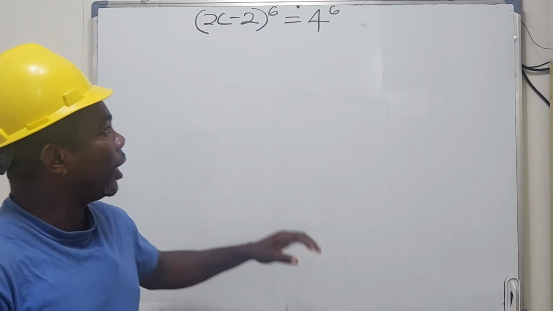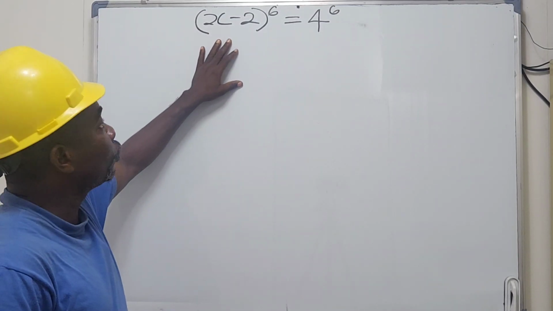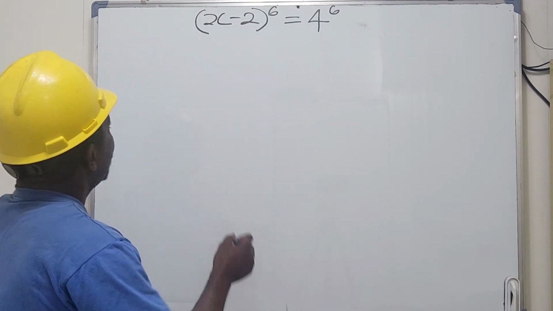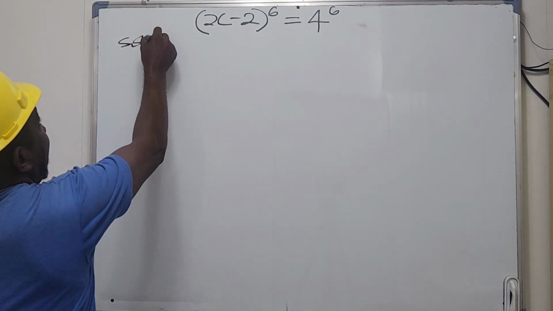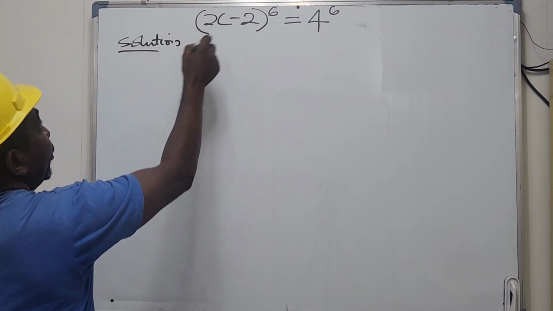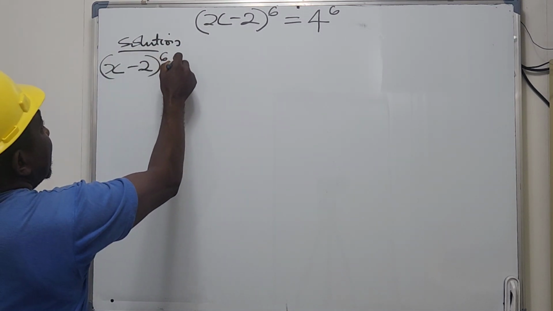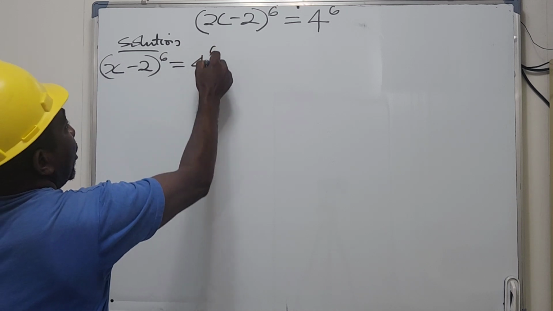For today, we are looking at this question and it says (x minus 2) to the power of 6 equals 4 to the power of 6. So we are going to find the value of x from this equation. We are given (x minus 2) to the power of 6 equals 4 to the power of 6.